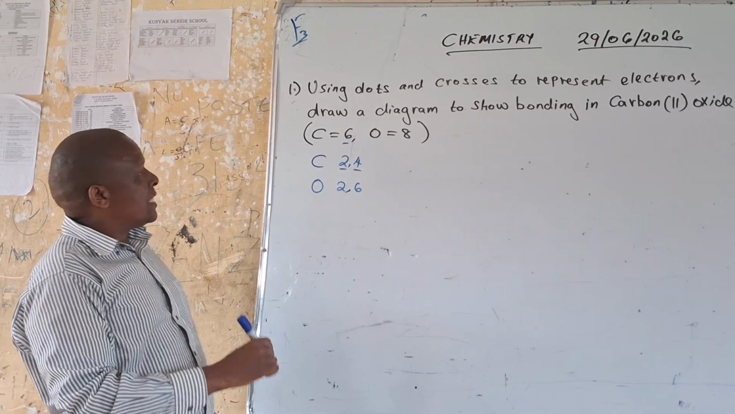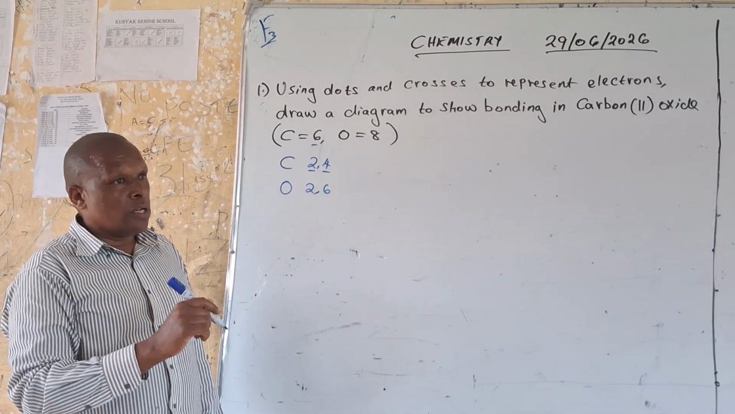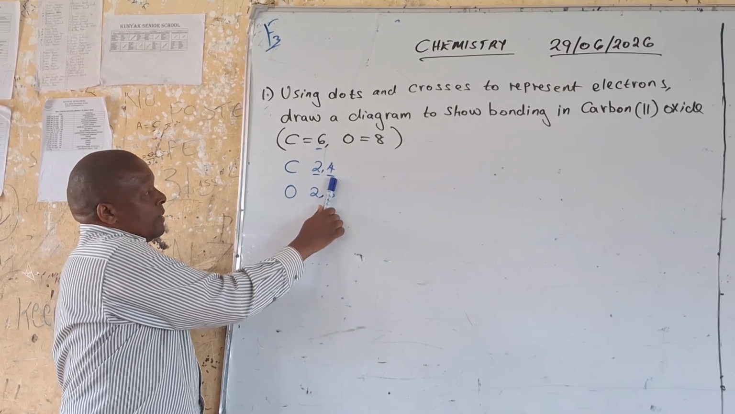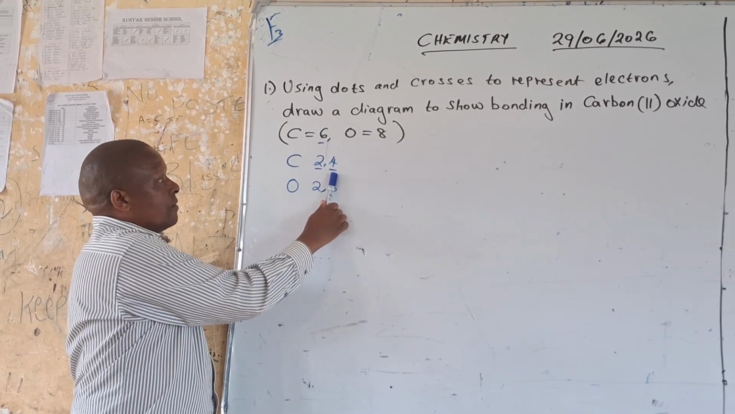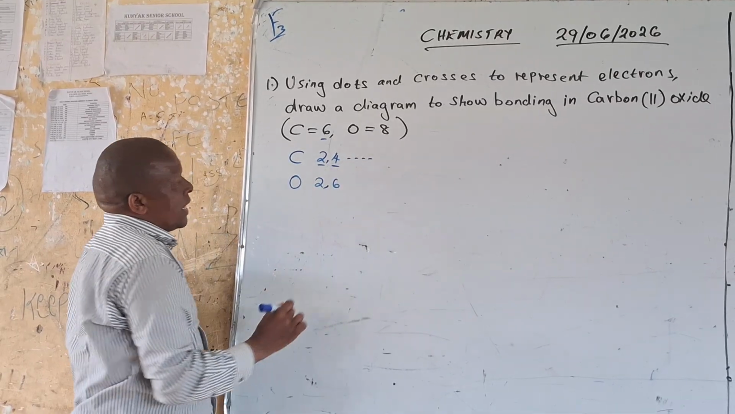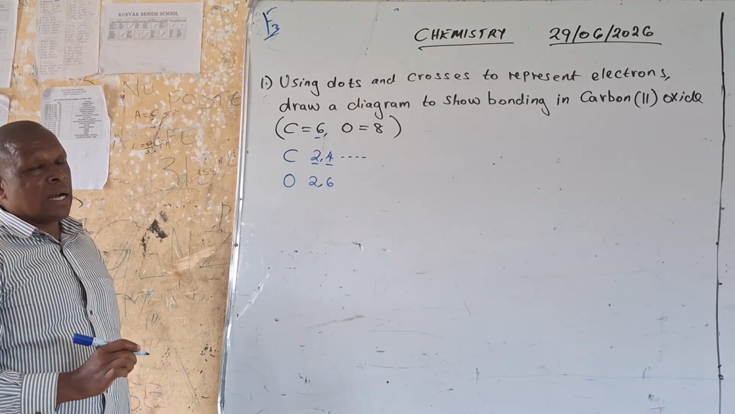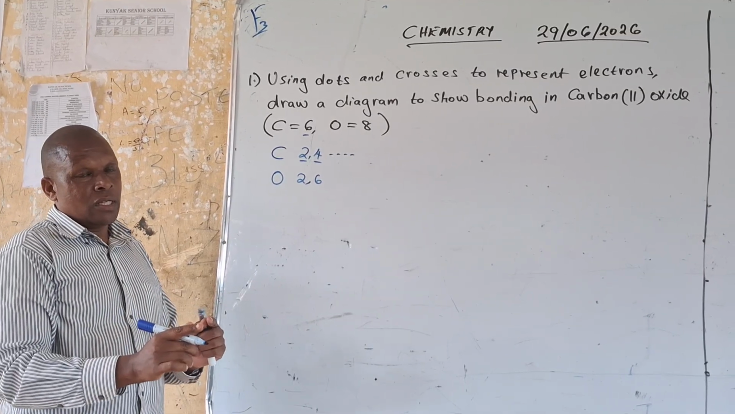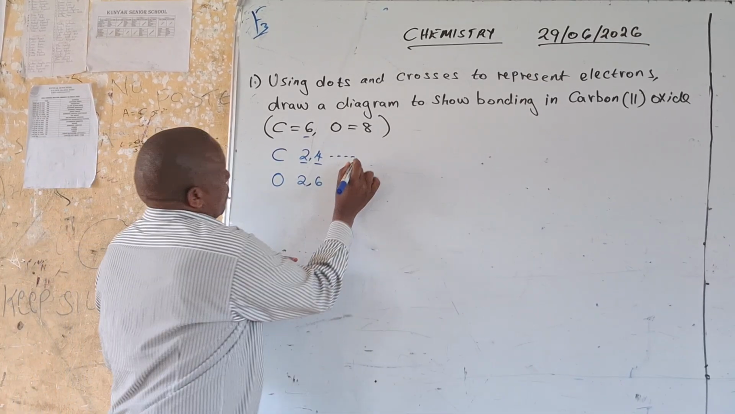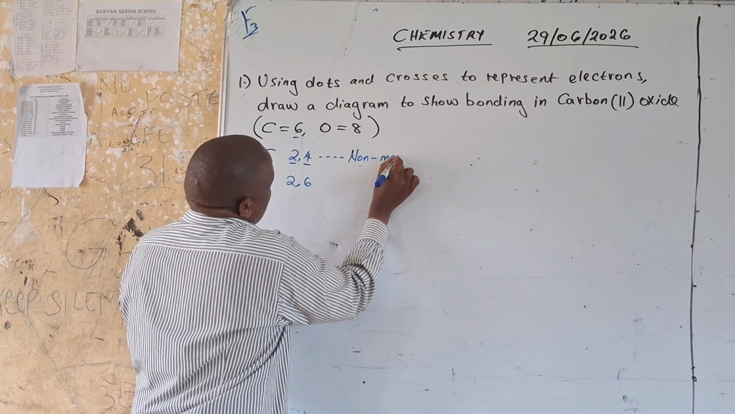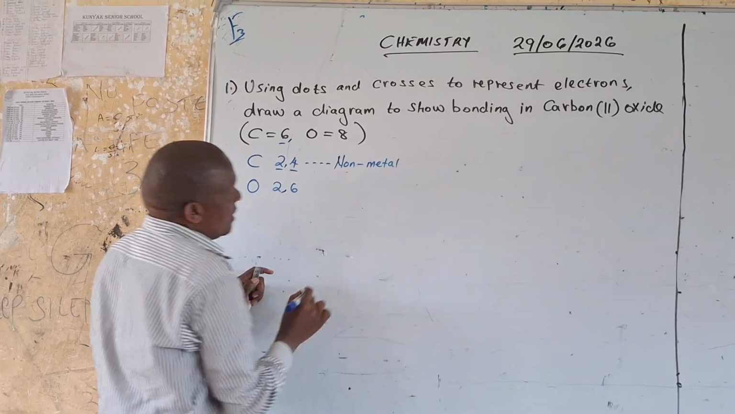To know whether it is covalent or ionic bond, we need to know whether carbon is a metal or a non-metal. How many electrons are in the outermost energy level? 4. Now if there are 4, how many are required for it to become stable? 4. So is it a metal or a non-metal? This one is a non-metal. Very good. Members of group 4 are semi-metals, or we can just say it's non-metal.